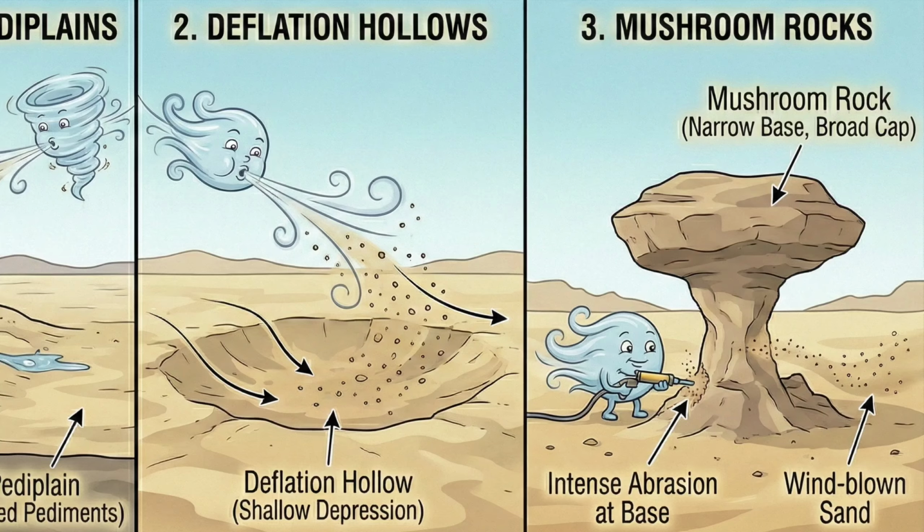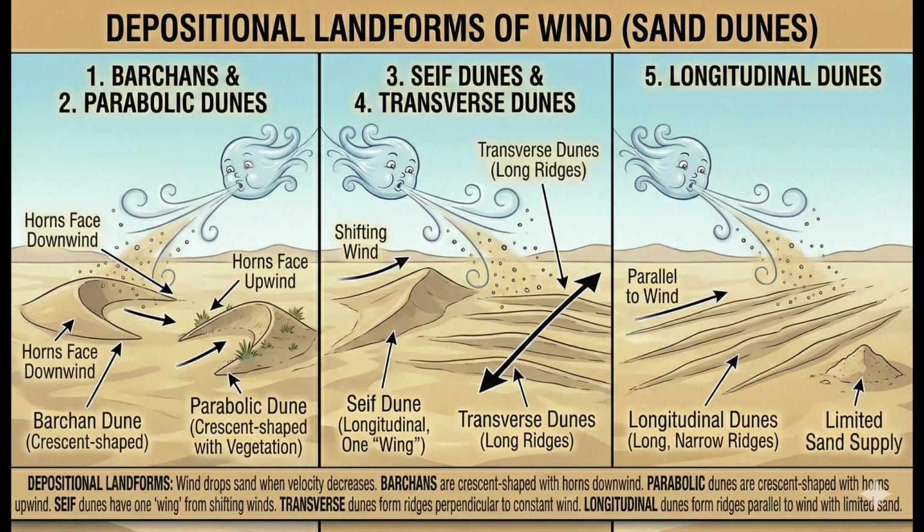Wind-blown sand is heavy and remains concentrated near the ground. Consequently, abrasion is most intense at the base of standing rocks, wearing them down more than the top. This results in a rock that looks like a mushroom, with a narrow stem and a broad cap.